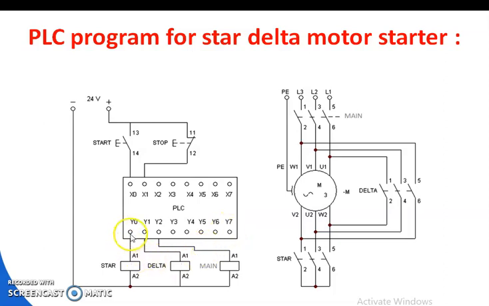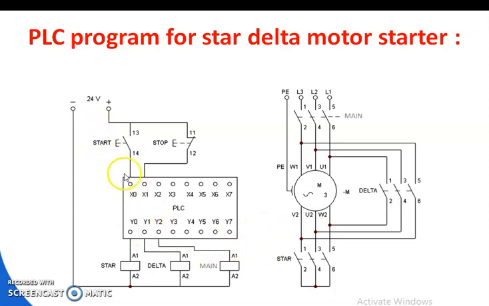The output ports Y0, Y1 and Y2 are directly connected with the star contactor, delta contactor and main contactor respectively. Similarly, the input ports are connected with two different terminals of the switches. The first one is the start switch, the second one is the stop switch. Start switch 11-12, stop switch 11-12, start switch 13-14. A 24 volt supply is given to the controller.